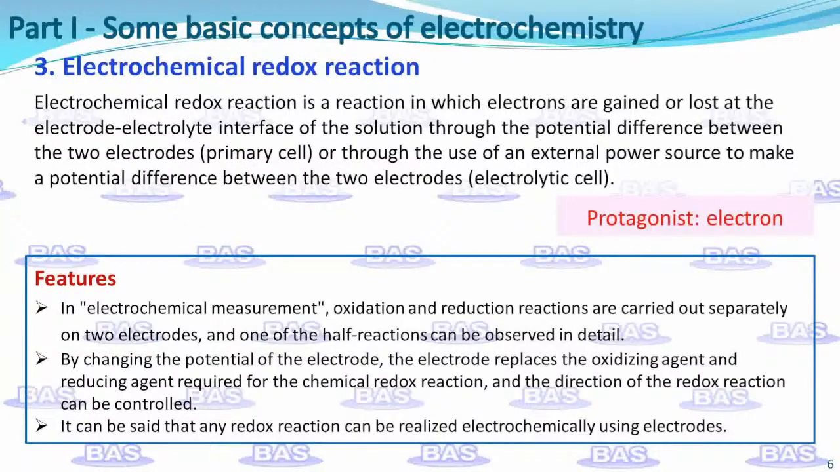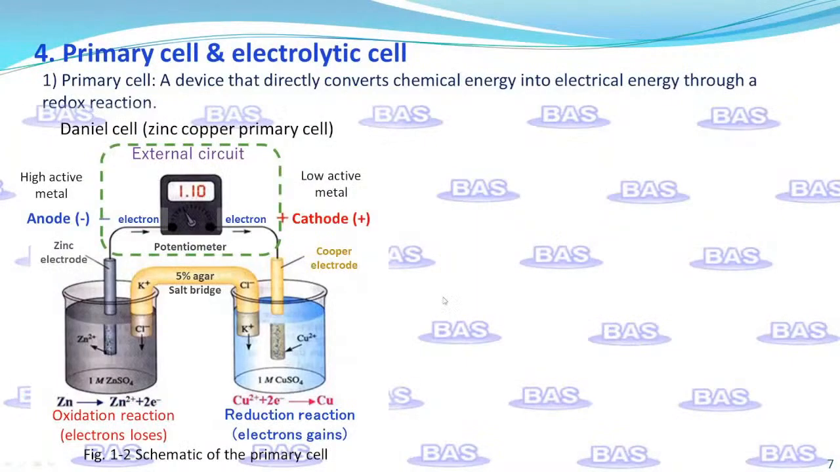In order to understand electrochemical redox reactions, it's necessary to first understand the primary cell and the electrolytic cell. A primary cell, or primary battery, is a device that converts chemical energy directly into electrical energy through a redox reaction. This type of cell is the dry battery we use in our daily life.